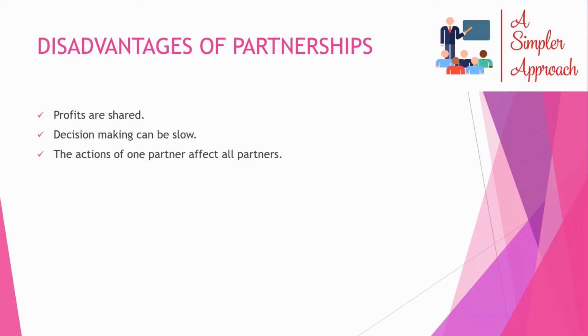The disadvantages, however, are that profits are shared. Naturally, we can understand that. Decision making is also slow. Why? Because each partner has to agree unanimously before an action can take place. And lastly, the actions of one partner affect all partners. So if one of the partners should go rogue and make a decision on his own, and let's say that decision was not entirely a good one, the effect of it will not only affect the rogue partner, but it will also affect all partners.